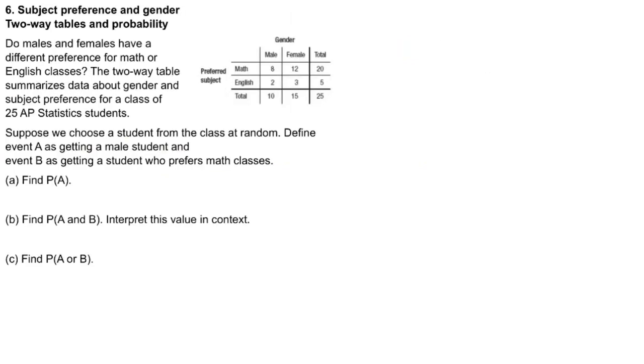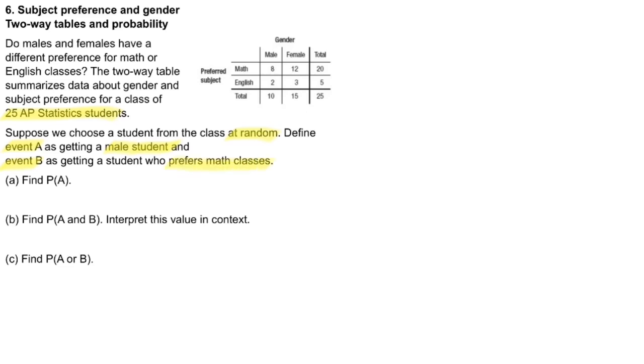Subject preference and gender, two-way tables and probability. Do males and females have a different preference for math or English classes? The two-way table summarizes data about gender and subject preference for a class of 25 AP students. That number will probably be important. Suppose we choose a student from the class at random, define event A as getting a male student and event B as getting a student who prefers math class.